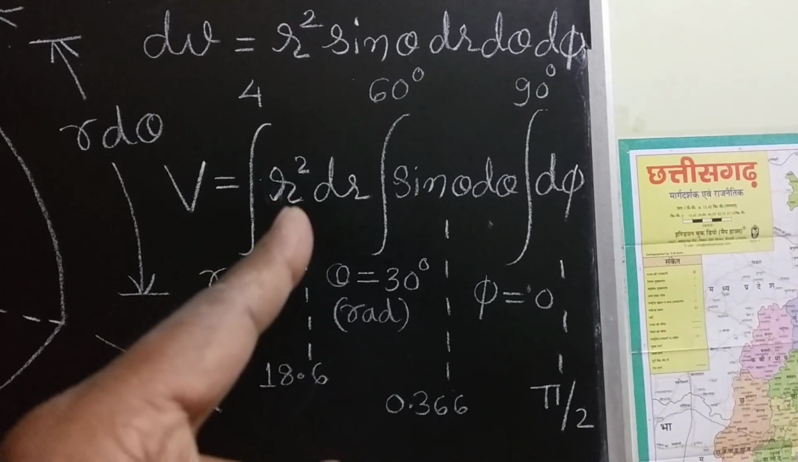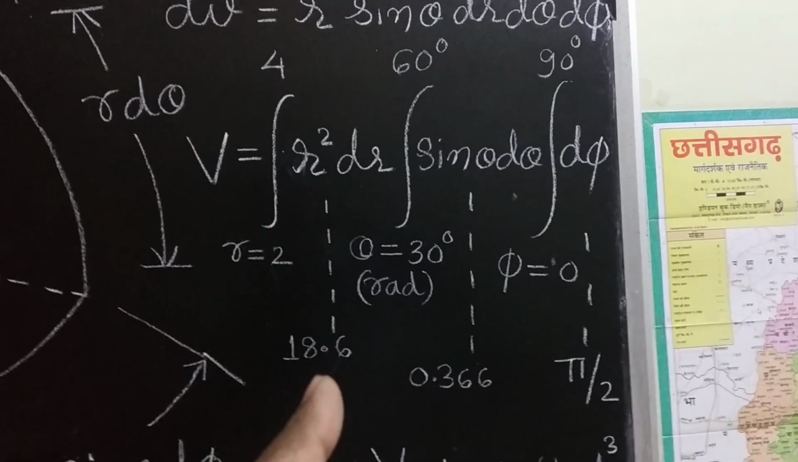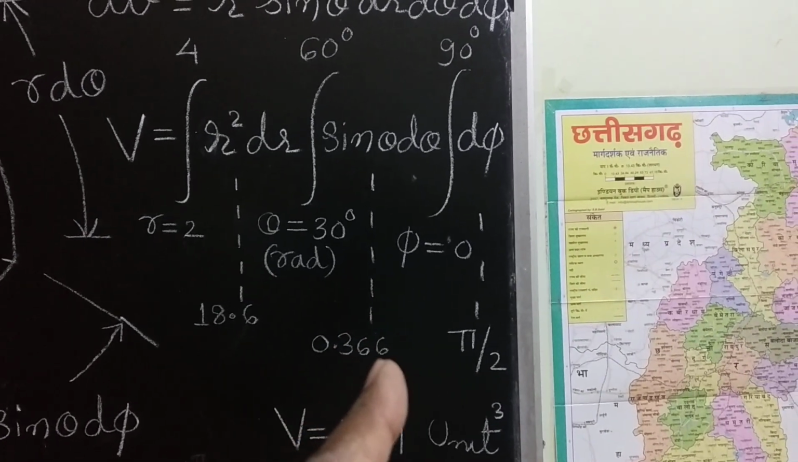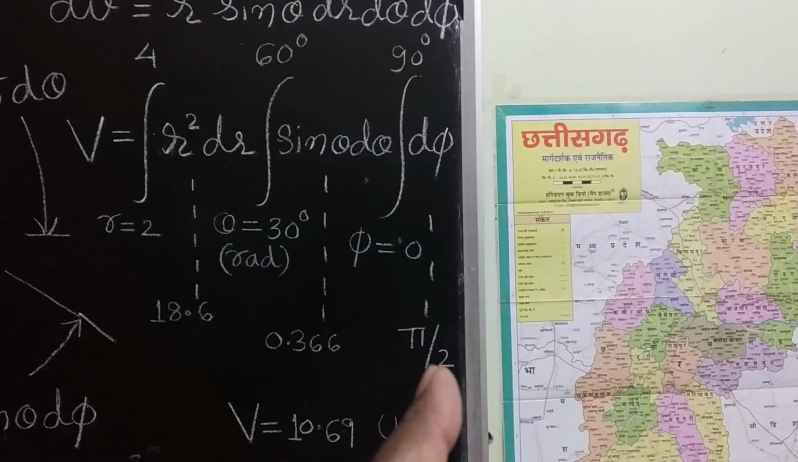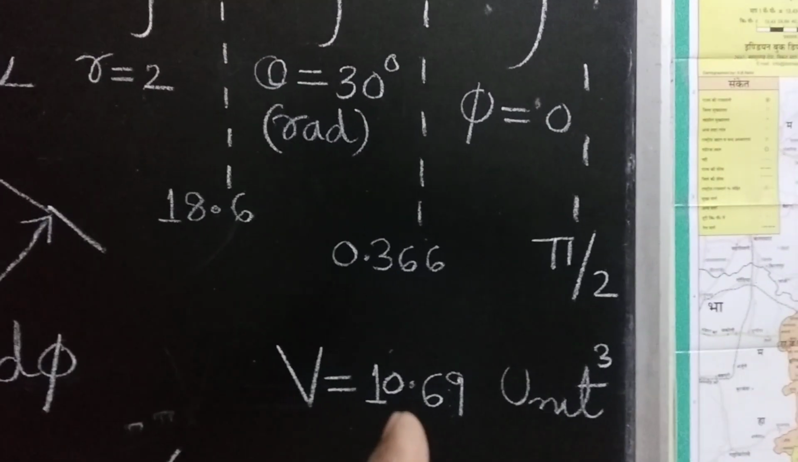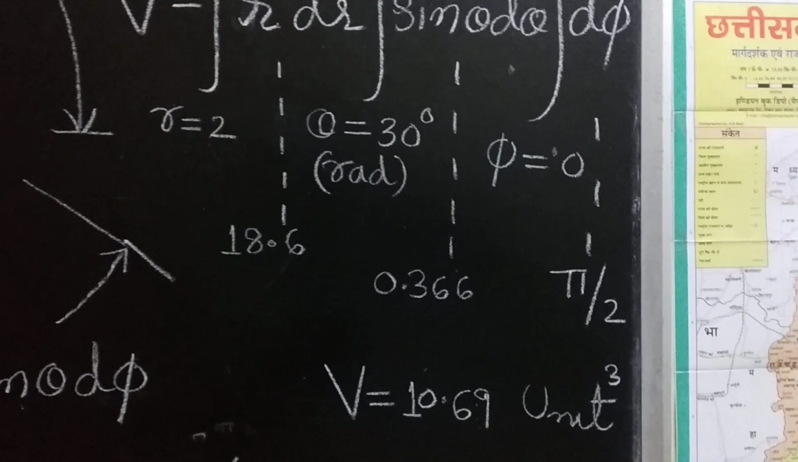As we have seen, r square dr comes out to be 18.6. For sin theta d theta it comes out to be 0.366, and for d phi it comes out to be pi by 2, and the total volume comes out to be 10.69 unit cube.